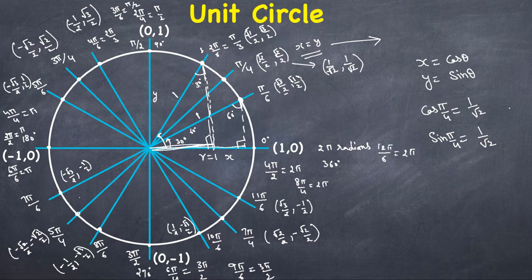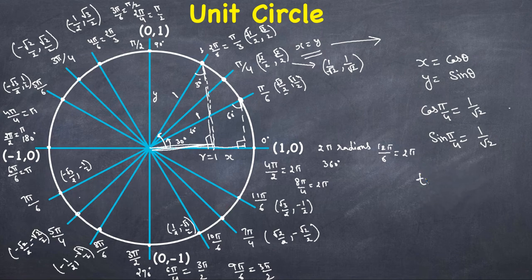How about 90 degrees? Cosine 90, or pi over 2, is going to be the x coordinate, which is 0. So cosine 90 is 0. How about sine 90? Sine is the y coordinate, which is 1. There you go. That's the way you can find the value of sine and cosine for all those angles. Now let's say they ask you to find tangent pi over 4.